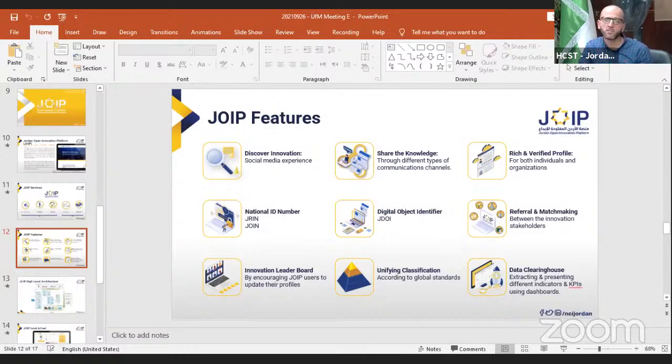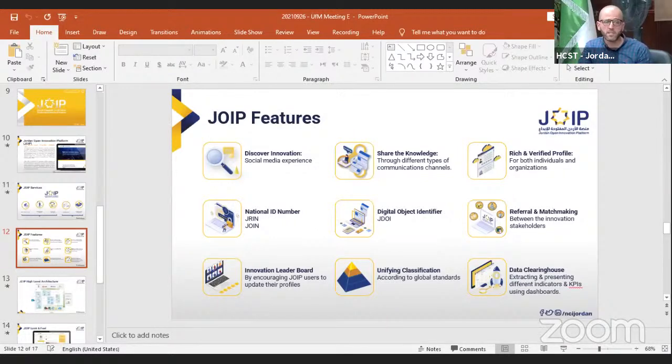So you can access just one hub, which is Joy, to reach any type of researchers. You can also find leaderboards and dashboards for the active researchers in the ecosystem in Jordan. We will unify the classifications for all specialties, as I mentioned, according to Frascati and also manuals. So everything in Joy will be according to international standards.